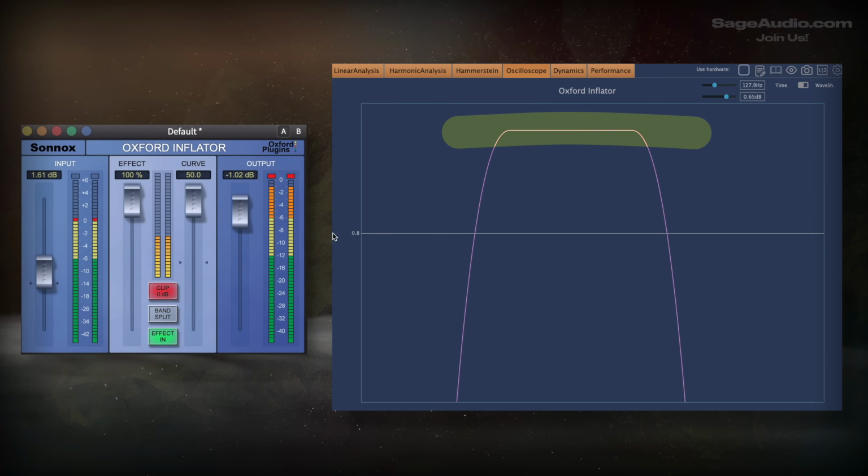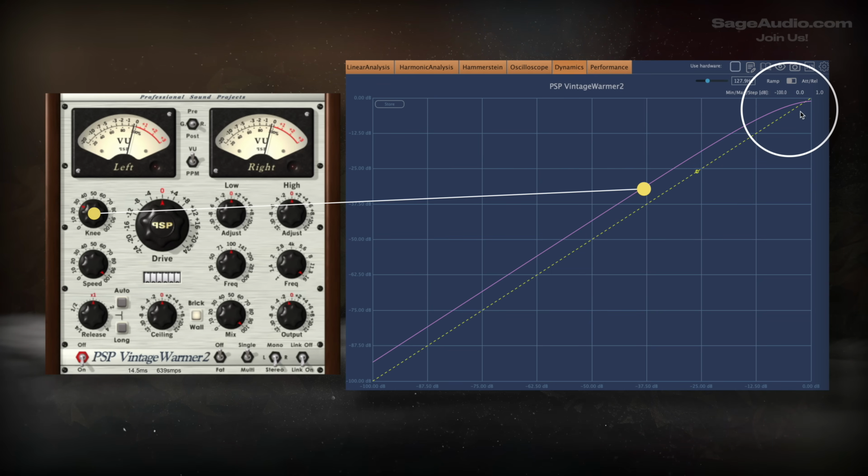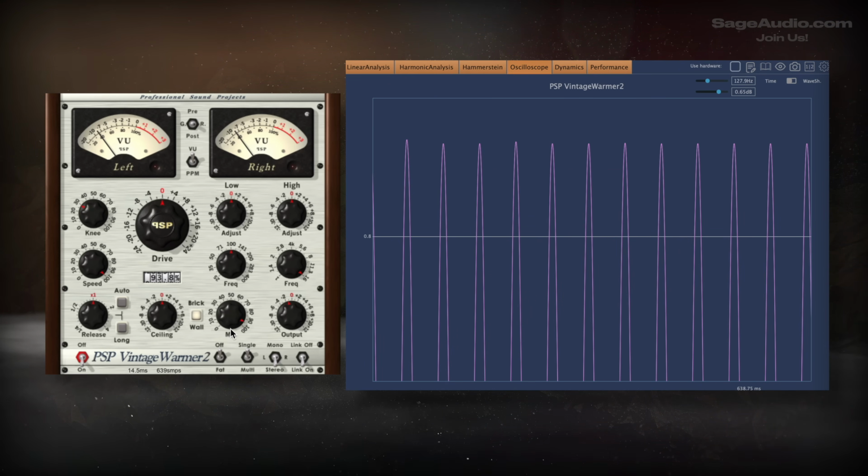with Vintage Warmer 2. The quieter details are amplified, while higher amplitudes are amplified to a lesser extent. If they become high enough in amplitude, the peaks are attenuated. This time, though, they retain their shape and they aren't clipped.